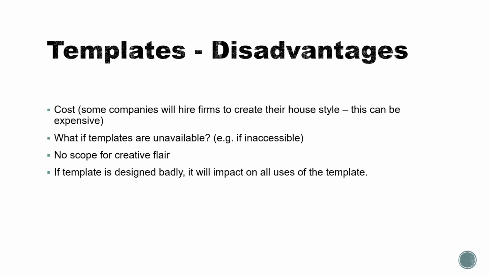So imagine, for example, the college, where all of our templates are mostly stored on our intranet. Imagine if our network goes down, which has happened in the past, then access to those templates becomes much more difficult, and you'll have to revert back to a previous one or your own version of it. There is no scope for creative flair.